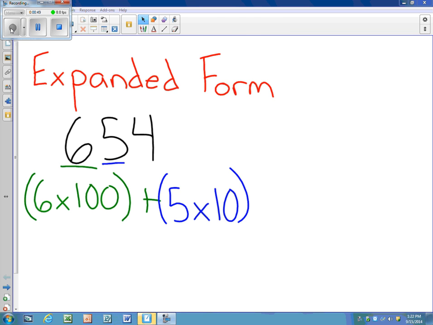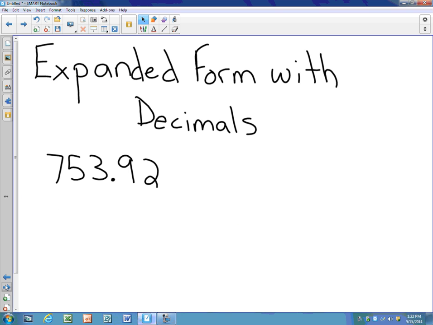And last, we add that to the last place value, which is the ones place, which has a 4 in it, and we multiply 4 times the ones place. And that's our review of the whole number of expanded form. Now we're going to move on to the expanded form with decimals. As you see, there's a decimal right here.